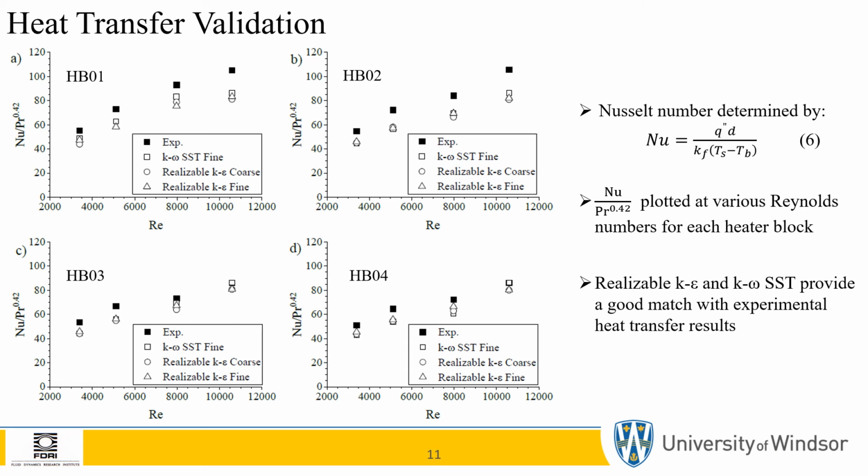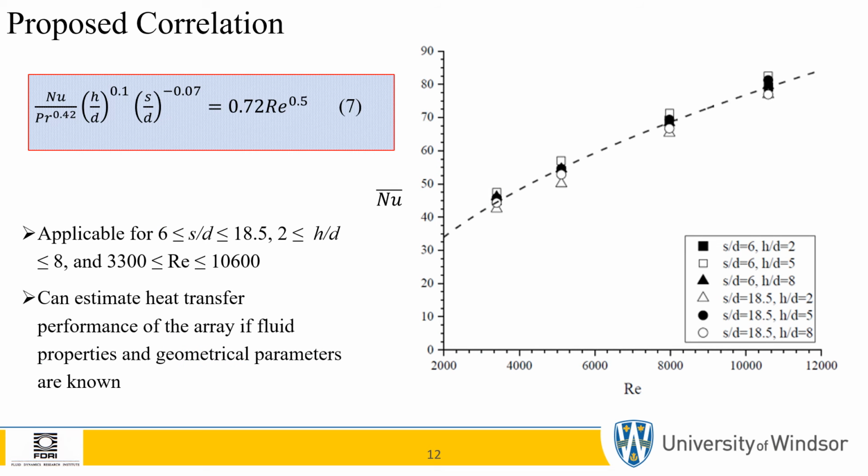Differences in the results are mainly due to the inability to measure the complete temperature distribution over the impingement surface with only thermocouples. Based on the CFD results, the proposed correlation is shown in equation 7, and this is applicable for S/D in the range of 6 to 18.5 and H/D in the range of 2 to 8 and Reynolds number in the range of 3300 to 10,600. From this, it is possible in the early design stages to estimate the heat transfer performance of the array by only knowing the fluid properties, geometrical parameters, and the flow rate, or hence the Reynolds number of the flow.